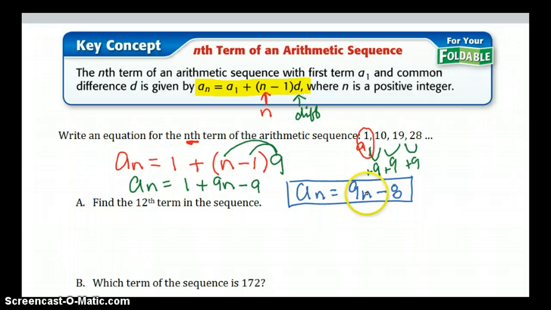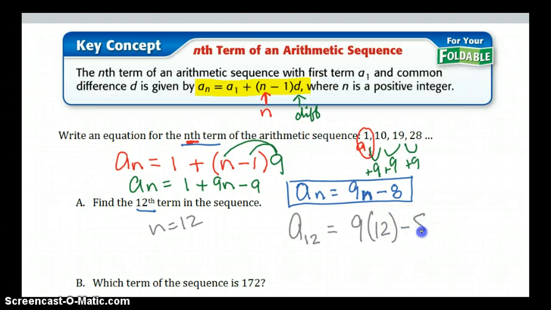So go back to that other example. If I wanted the 26th term, I would turn n into 26 here. But they didn't ask us to find the 26th term. They just want a general equation for the nth term, and this would be our answer. But next they're going to ask us to find the 12th term. So I'm going to take that equation and let's plug numbers in. So I'm looking for the 12th term. n is 12. That was my only variable. So now in place of n, I'll replace it with 12: 9 times 12 minus 8. So 108 minus 8, and the 12th term is going to be 100.